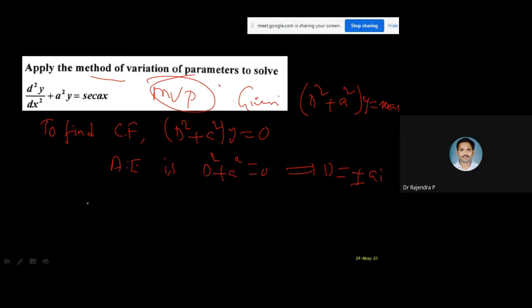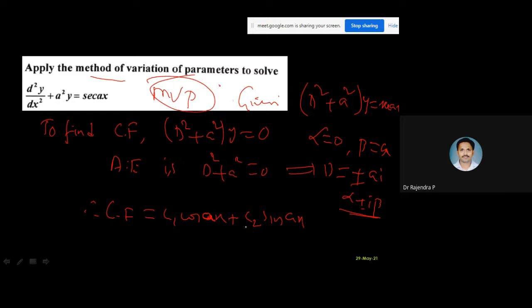Correct? What is your complementary function then? CF is equal to e power alpha x. Here alpha value is 0 and beta value is a. I am comparing with the alpha plus or minus i beta form. So alpha value is 0, beta value is a. So e power alpha x, that is e power 0x, that is 1, C1 cos ax plus C2 sin ax. Similar problem, right? So let me take this as equation 1.